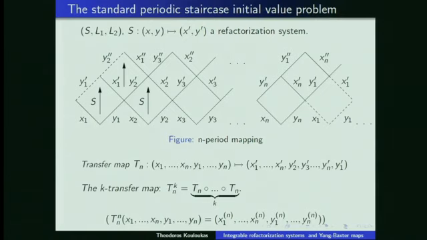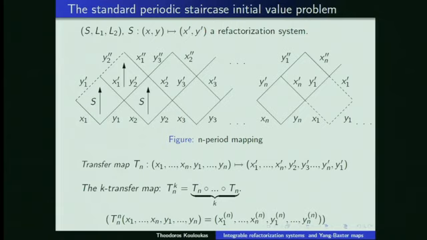Now we can consider, by beginning with a refactorization system, not necessarily a Yang-Baxter map, initial value problems on lattices. We have seen many of them here. Also, Peter presented some of them today.